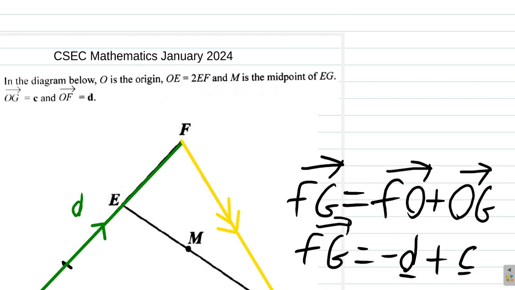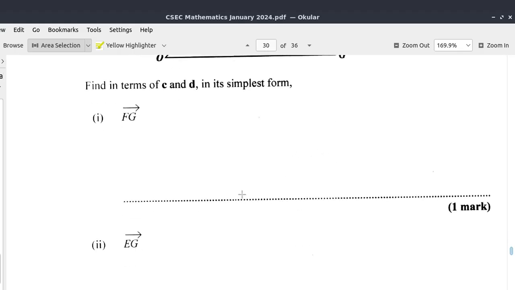It's an answer. We probably will use it later, so let's write it up here. The vector FG is equal to, instead of writing negative D plus C, let's put the C in front, C minus D. Alright, so that's what we get for that. There's one mark for that. After that, they say we should find EG. Let's find EG in the next video.